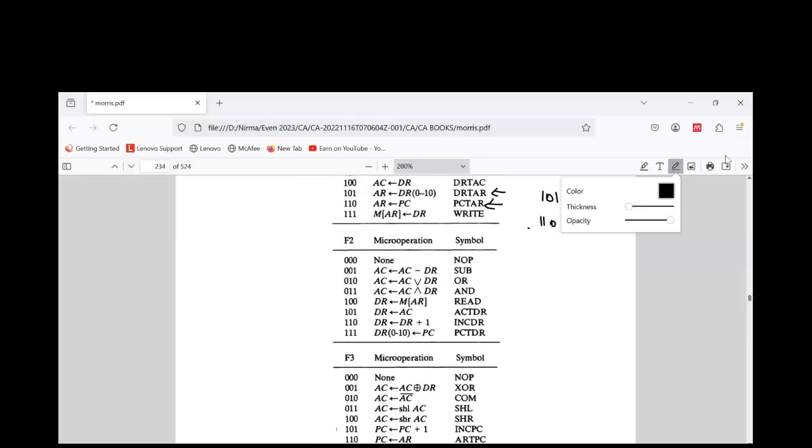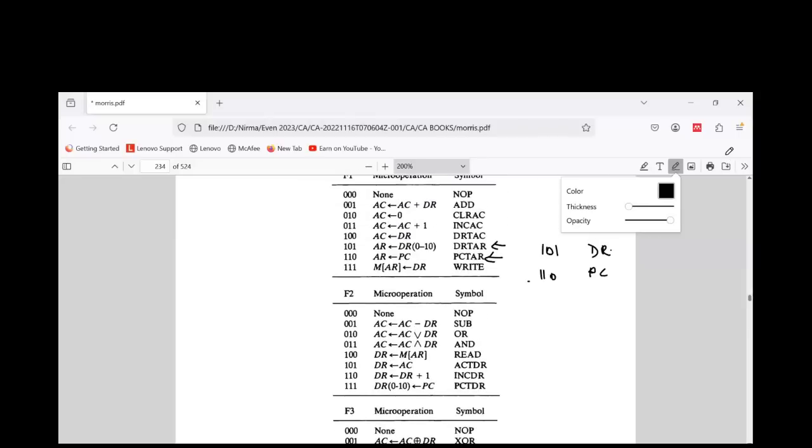Here, increment AC is this one. So what will you do? You will connect the third input of F1, 0, 1, 2, 3, to the increment pin of your AC register. This is your AC register, and to your increment pin you will be connecting this input. Similarly, if you want to clear AC, to your clear input you will connect this one. So this is your clear pin of AC, and this is your increment pin of AC.